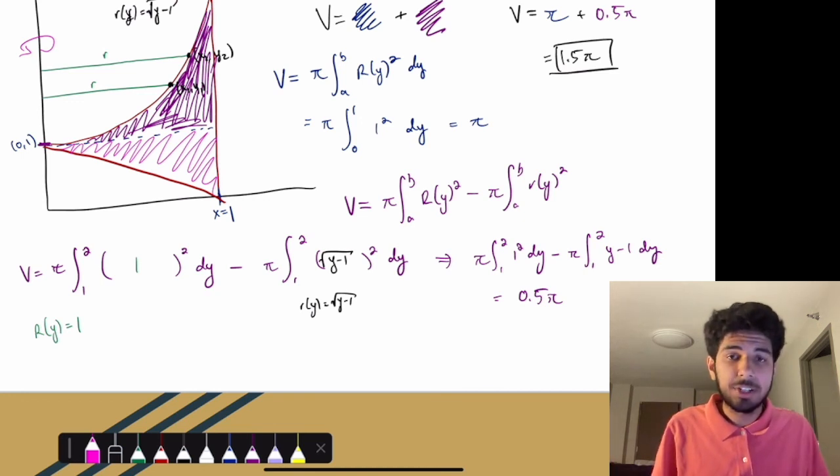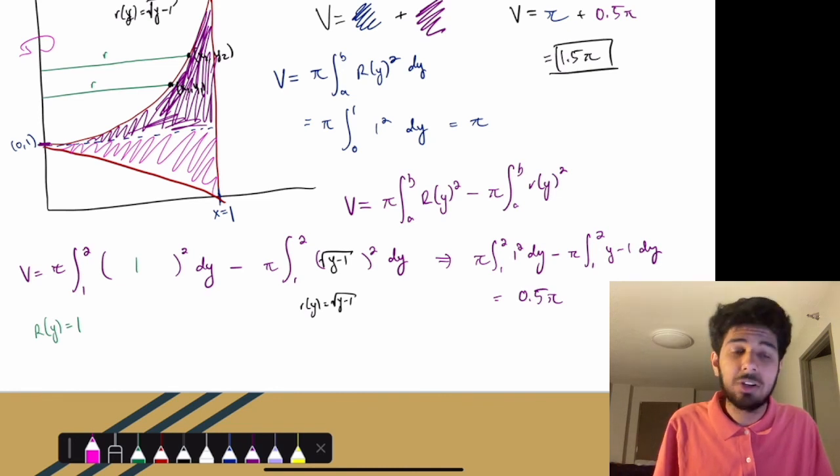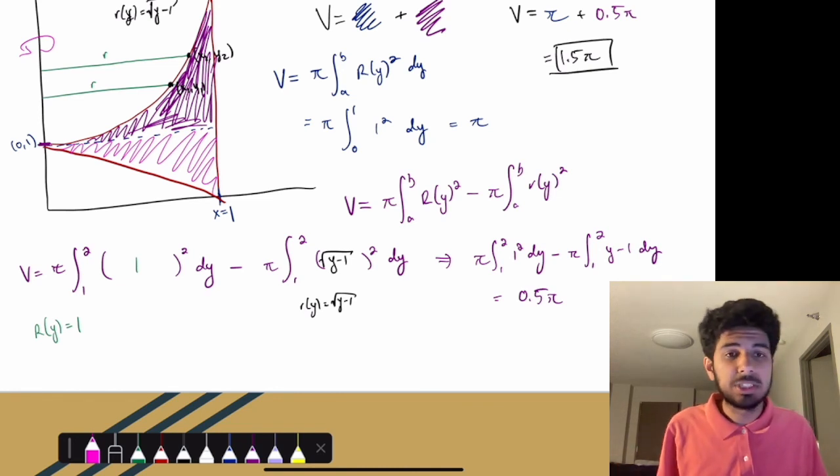That concludes this video. Hopefully you understand the washer method now. Like I said before, it's very similar to the disk method. And that's all we're doing. We're just doing it twice and then doing some subtraction.